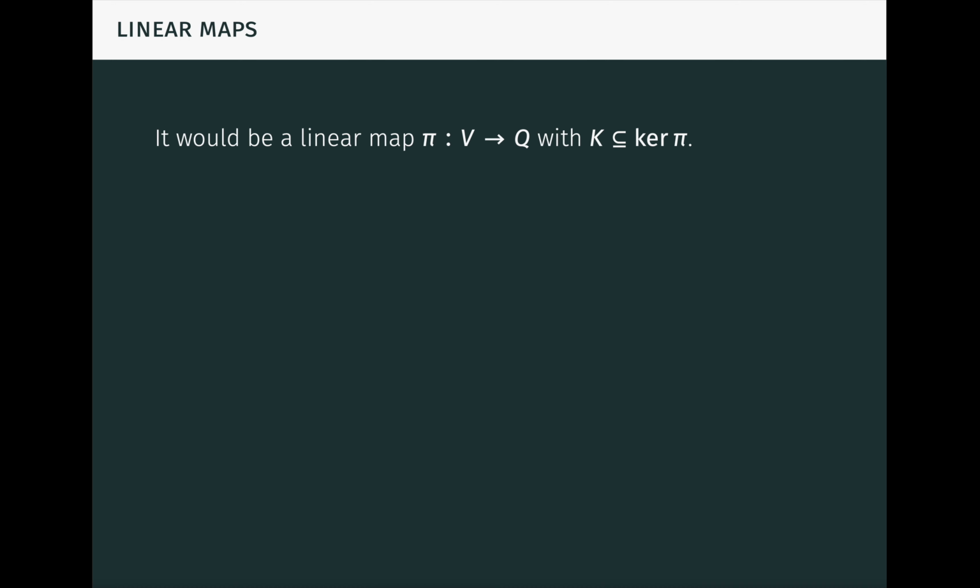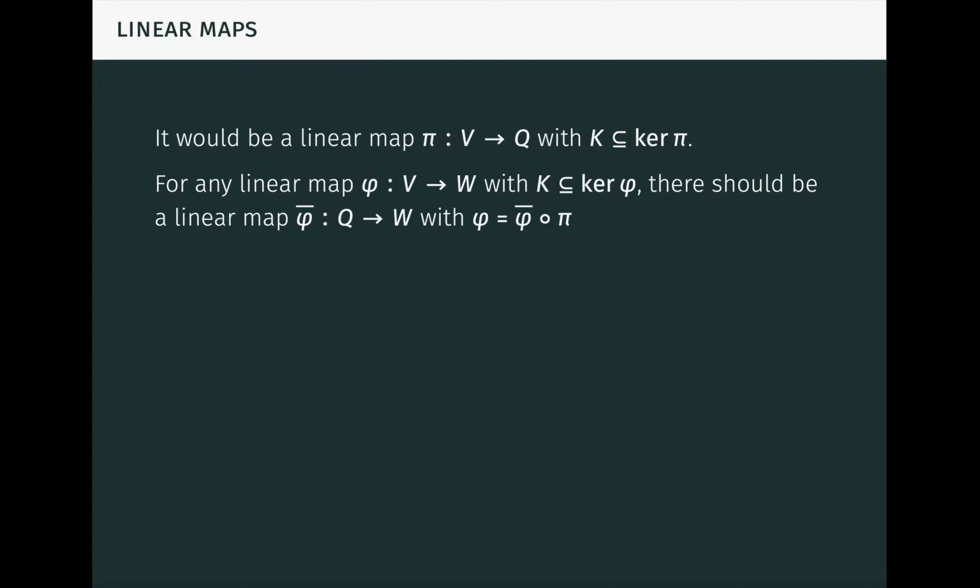First of all, it would be a linear map, let's call it pi, from V to some vector space Q over F, with K contained in its kernel since it kills K. And we should be able to obtain any other linear map that kills K from this map pi. A way to express this precisely is that for any linear map phi from V to any vector space W over F with K contained in its kernel, there should be another linear map, let's call it phi bar, from Q to W, which allows us to obtain phi from pi through composition.